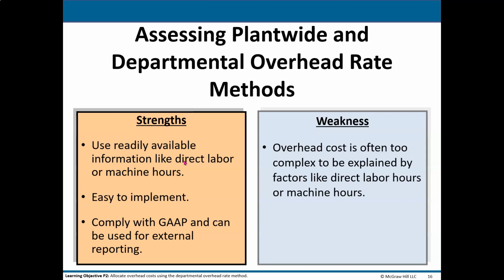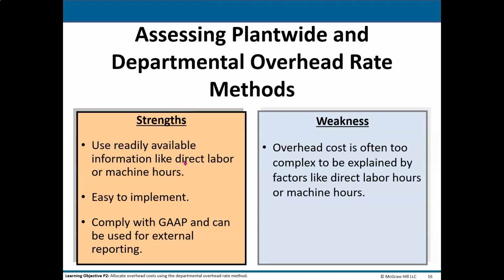Now, the weakness is that typically overhead costs are too complex to be explained by factors like direct labor hours or machine hours. So in practice, making a simple product or two would be good for using a plant-wide rate or a departmental overhead rate. But the more product diversity we have, the more the diversity of product offerings, that becomes a weakness then, using either the plant-wide rate or the departmental overhead rate. So that's the strengths and weaknesses.